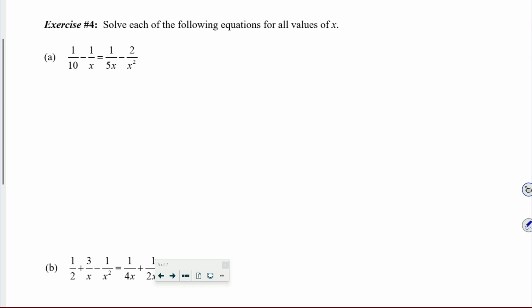Solve each of the following equations for all values of x. Letter A. 1 divided by 10, or 1/10, minus 1 divided by x is equal to 1 divided by 5x minus 2 divided by x squared.